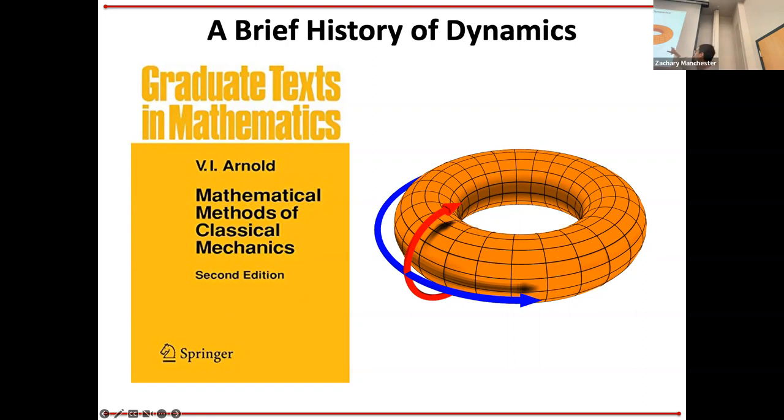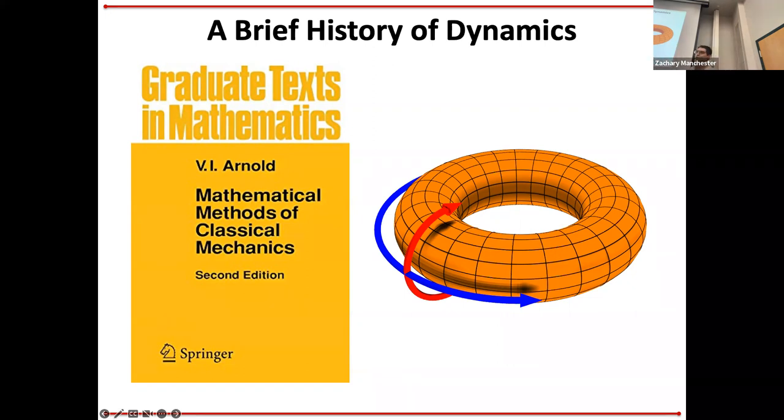But the big thing here is that what these tools can do for you is provide a lot of insight into the structure of the solutions to these equations, even in cases where you can't solve the ODEs explicitly, right? So you can't get a closed form solution. You might be numerically integrating them in a computer, but there's still a bunch of structure in there, a lot of geometry like this.